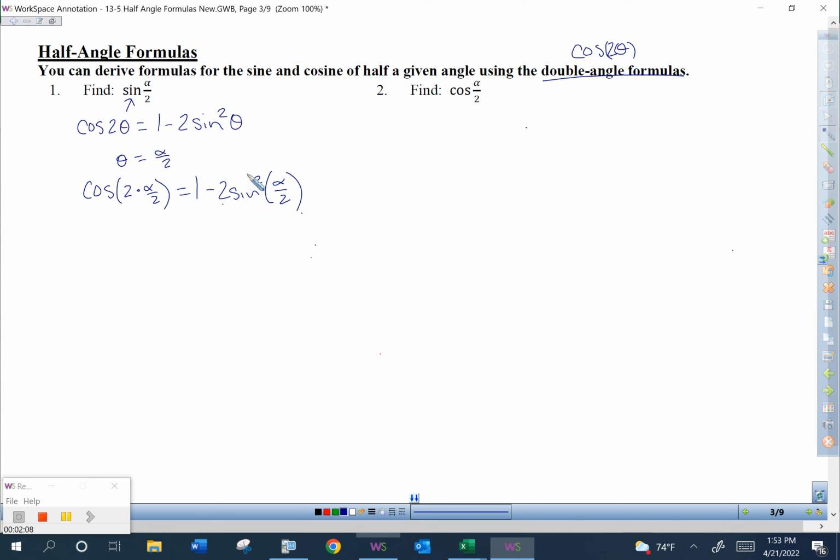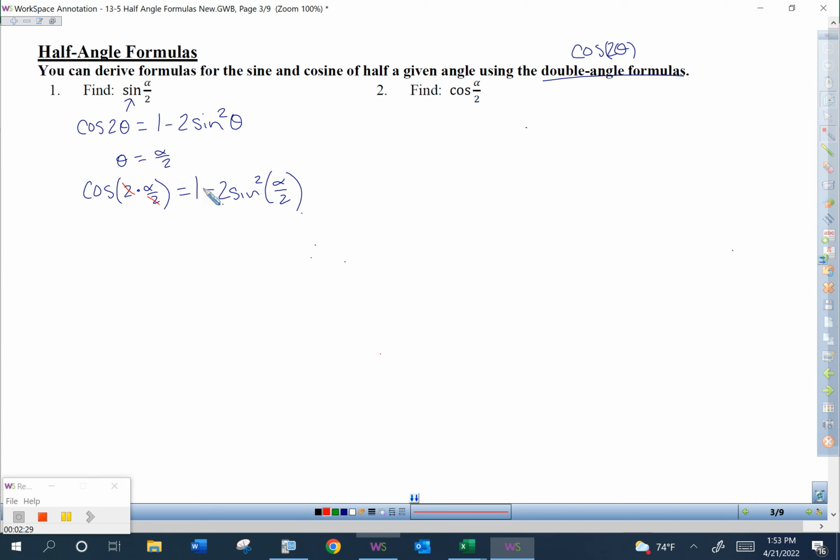And now we actually see the half angle pop up with sine like we were talking about. Okay, but we're seeing it not by itself. So that's our next step, is we're going to move stuff around to try to get this alpha over 2 with the sine all by itself. Okay, so first thing I want you to notice is those 2's cancel out, so that's nice for us. Okay, but then we still have to manipulate this equation.